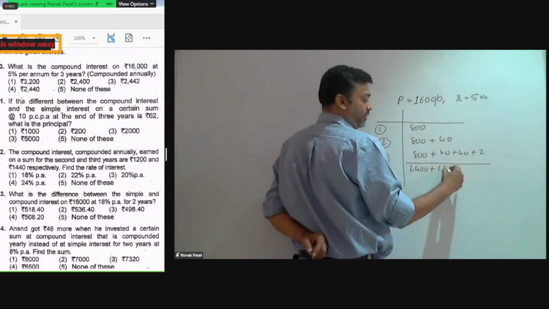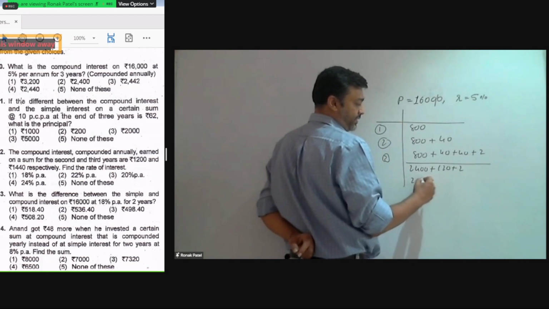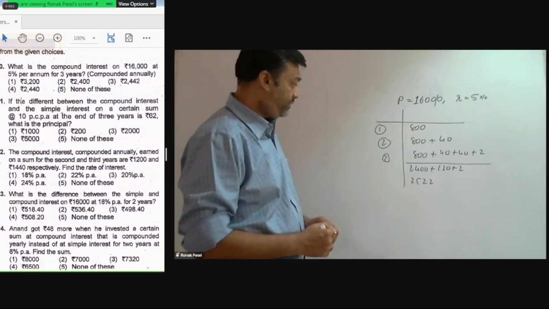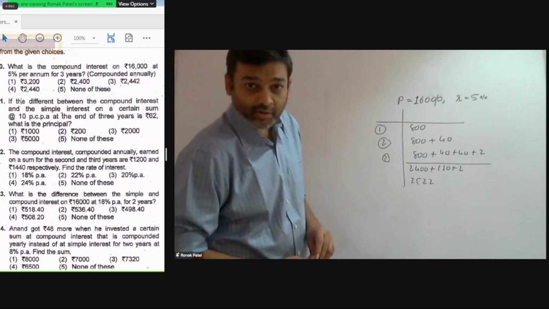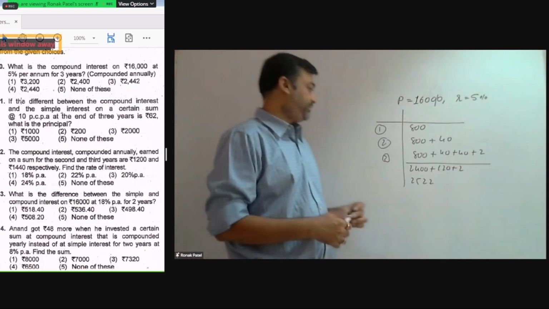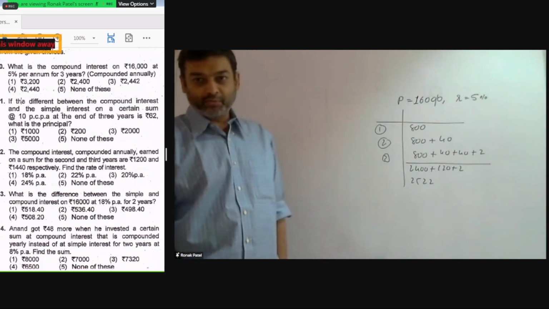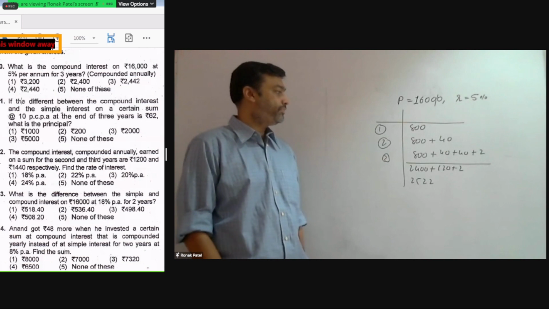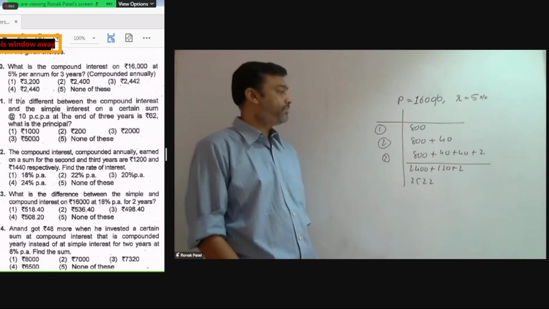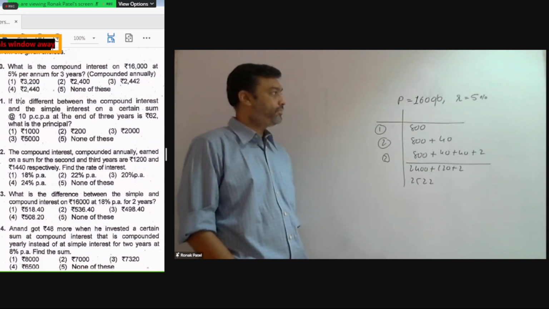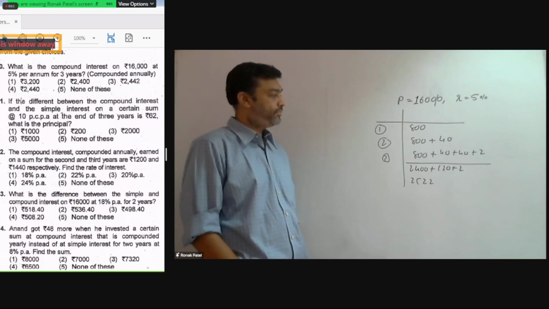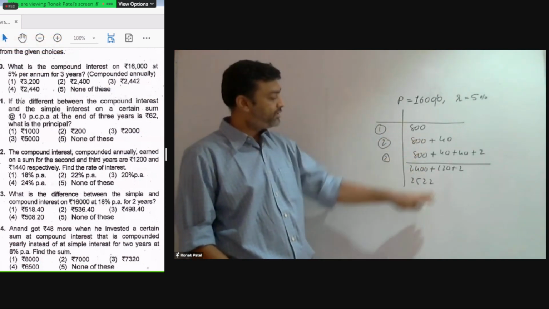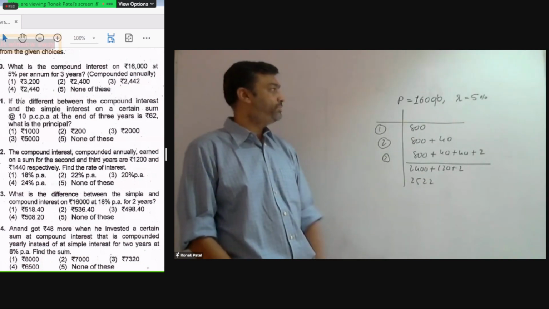2,400, 120, and 2. So that means 2,522. The options are 25 or 24, so the answer is not given, so none of these would be there. So 2,522 will come. Everybody clear with this? What I've done is clear: first year, second year, and third year. So this is the total interest of 3 years, 2,522, of 16,000.